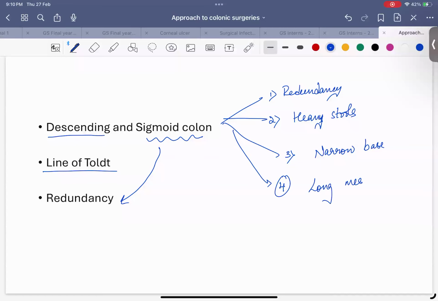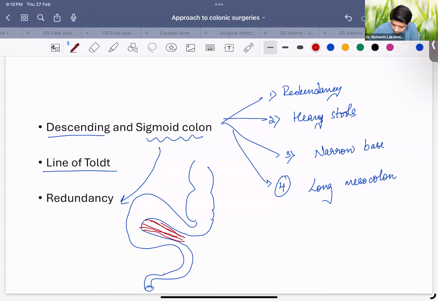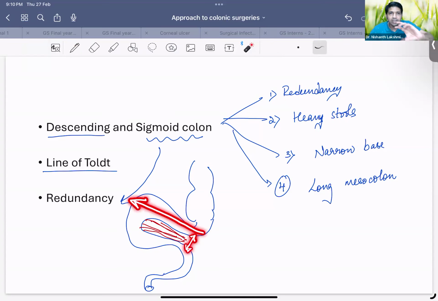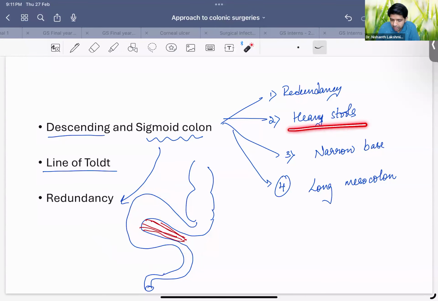Long mesocolon. So what this basically implies is that whenever you have your descending colon, the sigmoid colon will take a turn like this and come, and then it's going to go down. So this is your mesocolon. Whenever you have a narrow base, see, this is very narrow, so it can rotate around that narrow base. First thing. If it's a very long mesocolon, the longer it is, easier for it to rotate around the base. Those are the two important anatomical reasons. Redundancy, of course, the longer this is, the more will be the mesocolon. What do you mean by heavy stools?